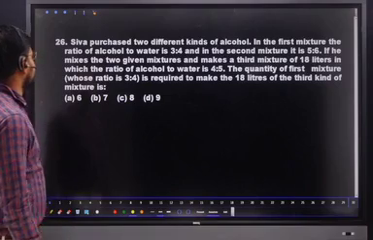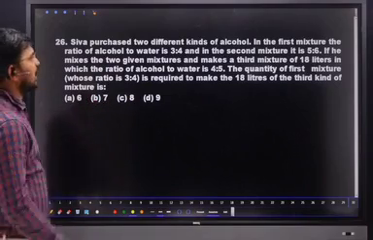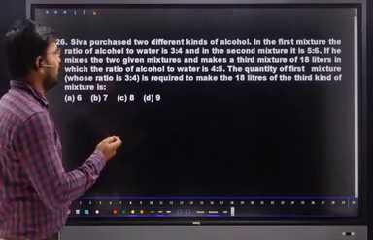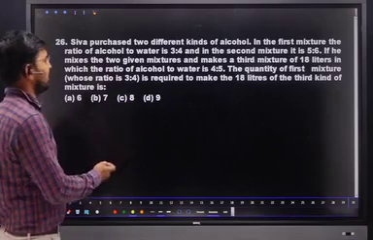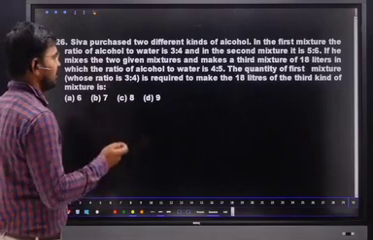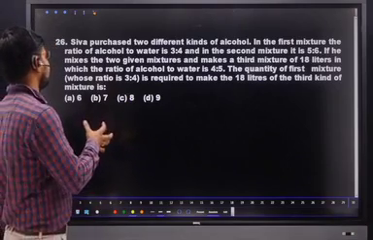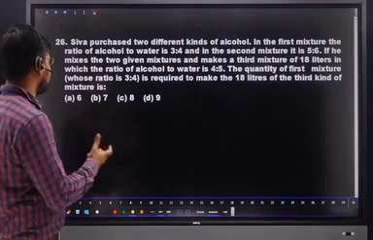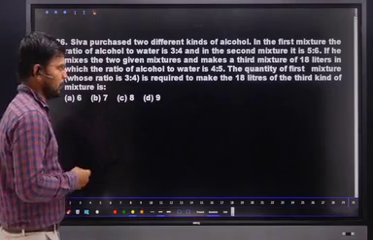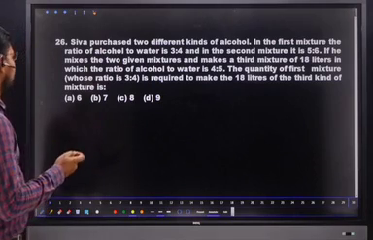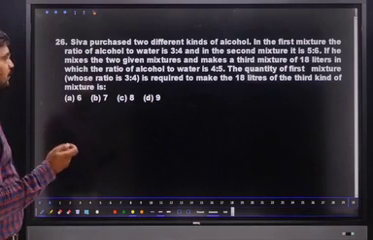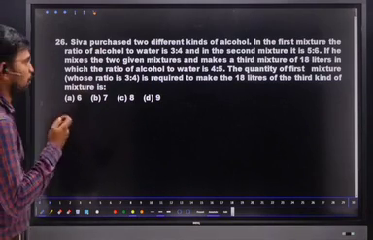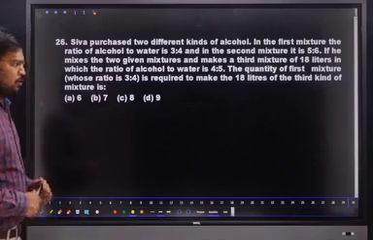Question number 26. Siva purchased two different kinds of alcohol. In the first mixture, the ratio of alcohol to water is 3 is to 4, and in the second mixture, it is 5 is to 6. He mixes the two given mixtures and makes a third mixture of 18 liters in which the ratio of alcohol to water is 4 is to 5. The quantity of the first mixture required to make 18 liters of the third kind of mixture is how much? So here, similar to the first question.